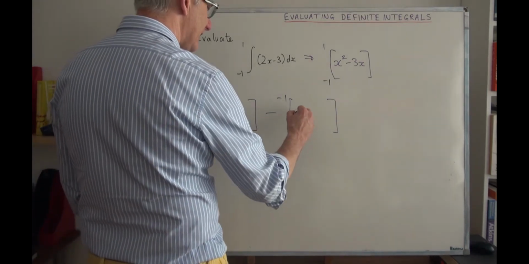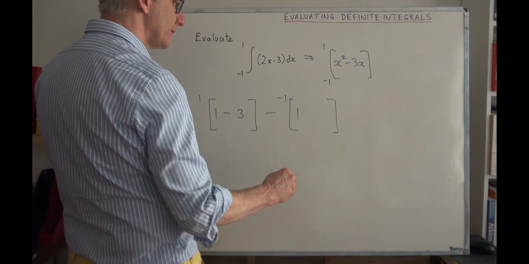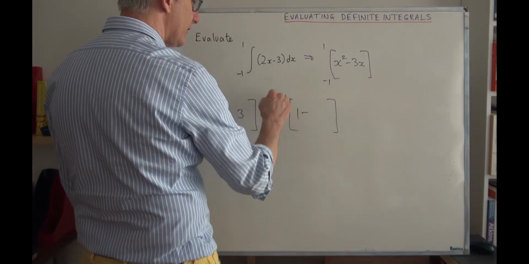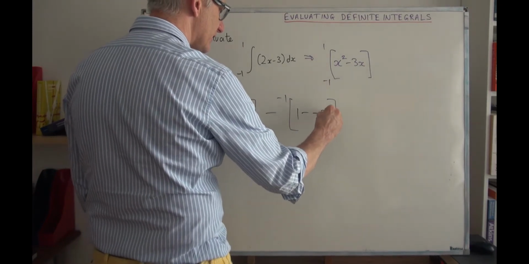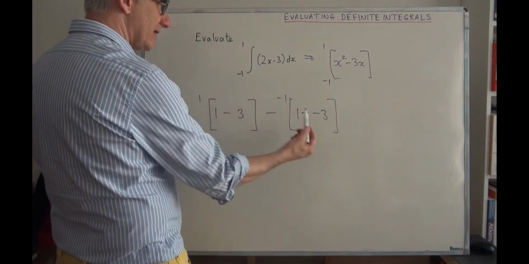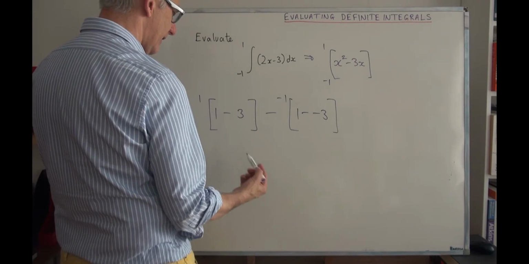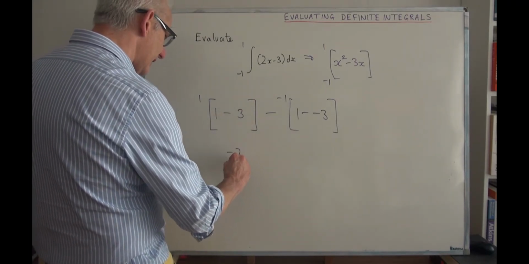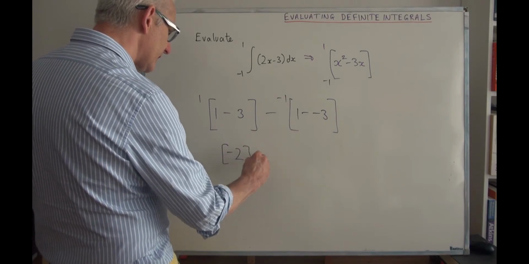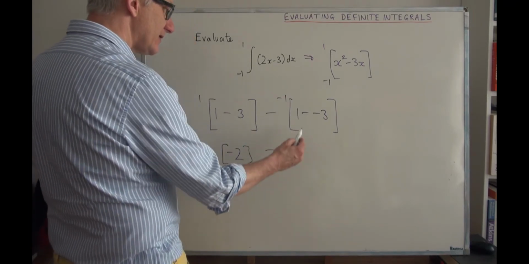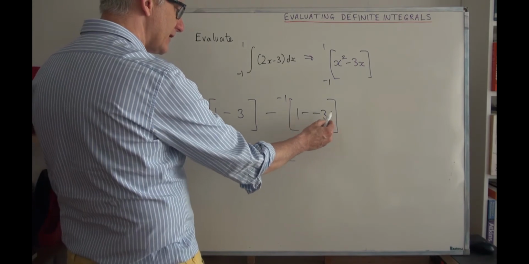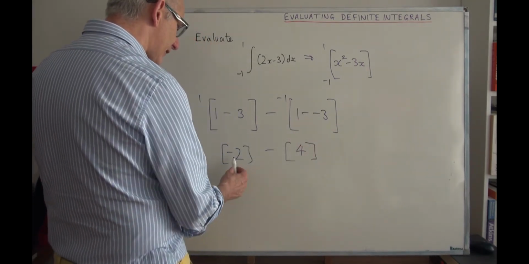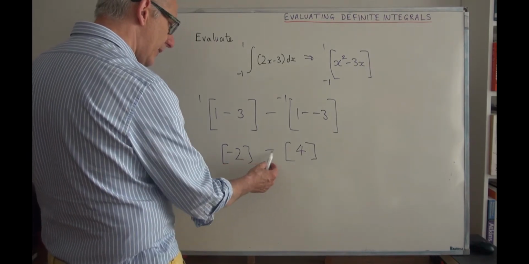We now repeat that process for the negative 1. Negative 1 squared is 1. Minus, and then we've got -1 times 3, which is -3. This is going to collapse to a plus sign. Let's just work that out. 1 minus 3 here is -2, minus the contents of this. 1 minus -3 is 4. So our final result is -2 minus 4.